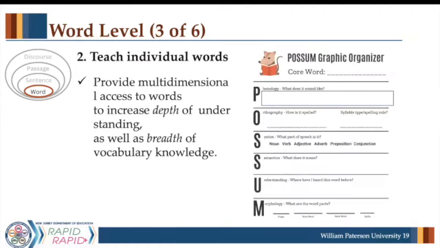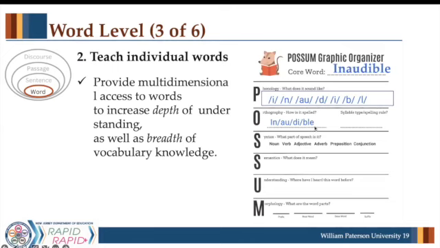One way that we can teach words is using the Possum Graphic Organizer. This is a way to really analyze words so that we increase the depth of understanding as well as the breadth. So with Possum, we would share a word with a student, and then teach the phonology of that word. So how do we break it up? What does it sound like? The orthography, where are the syllables?